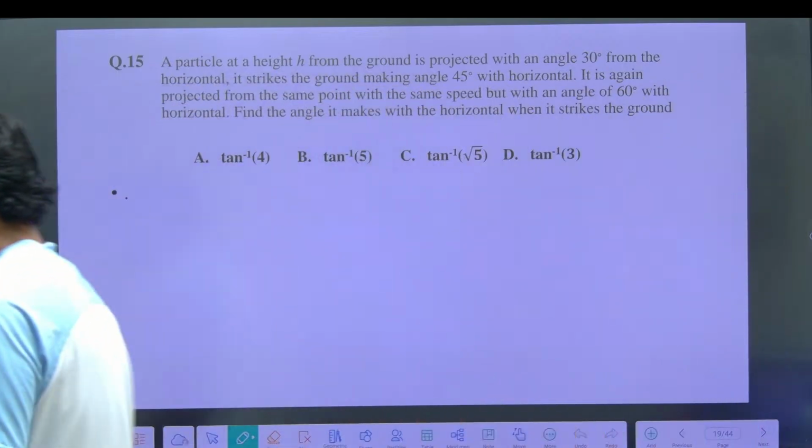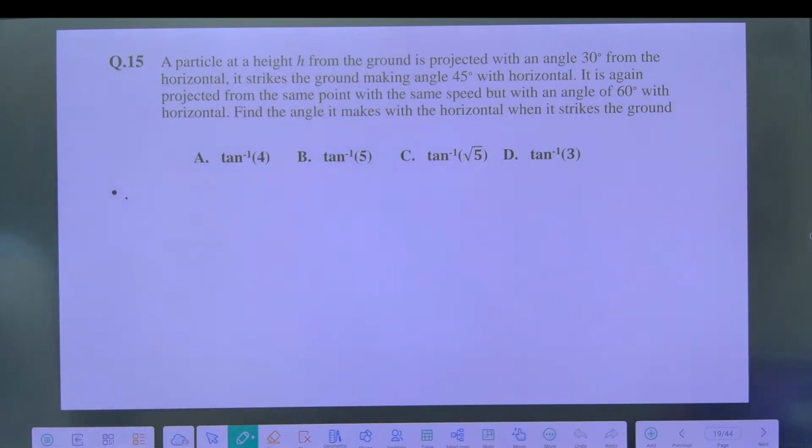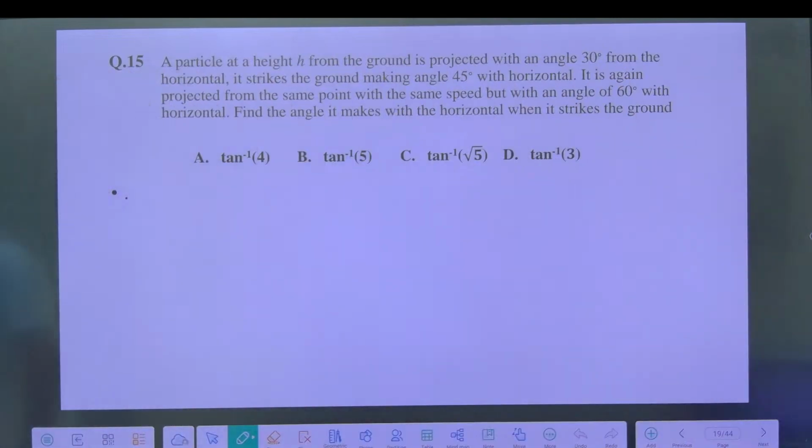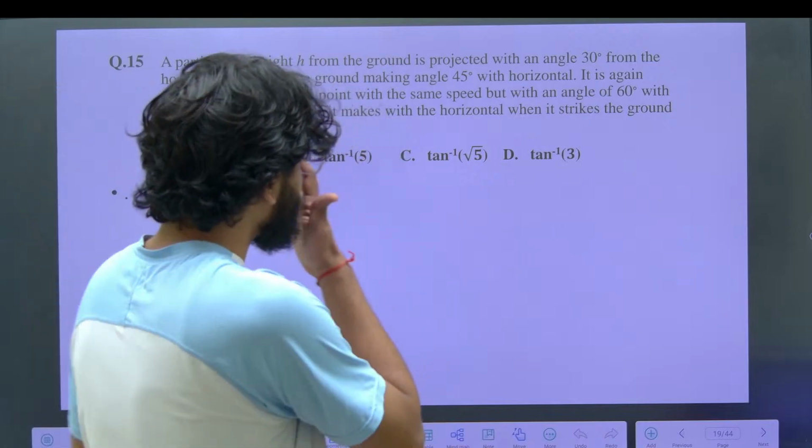चलिए, let me check whether I am audible or not. Yes, I am perfectly audible, and it's working. ठीक है.